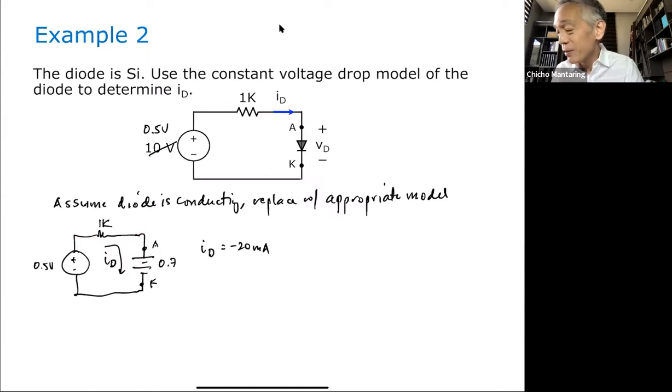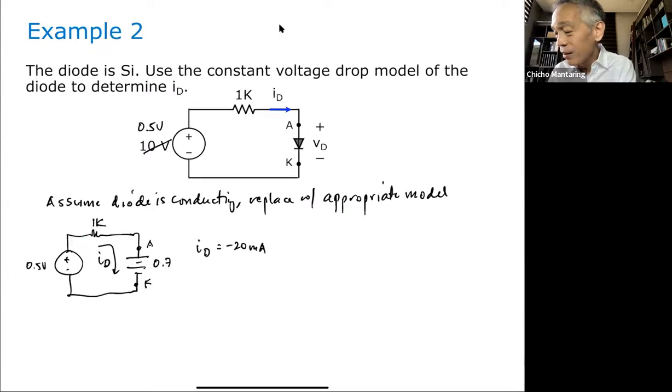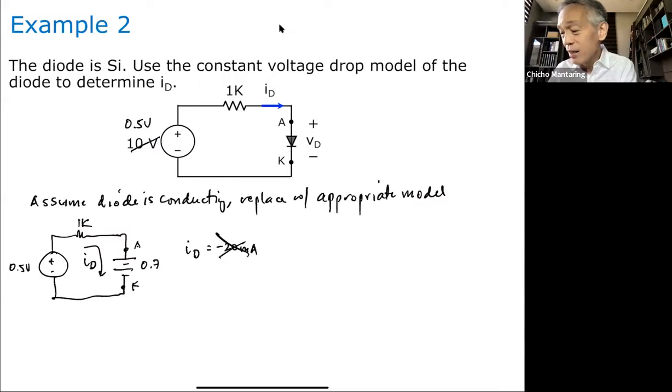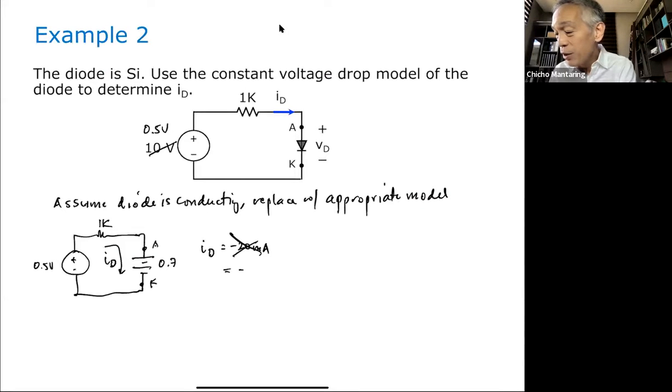Not 20 mA. Minus 0.2 mA. Okay, it's minus 0.2 mA. Okay, note that current is negative.